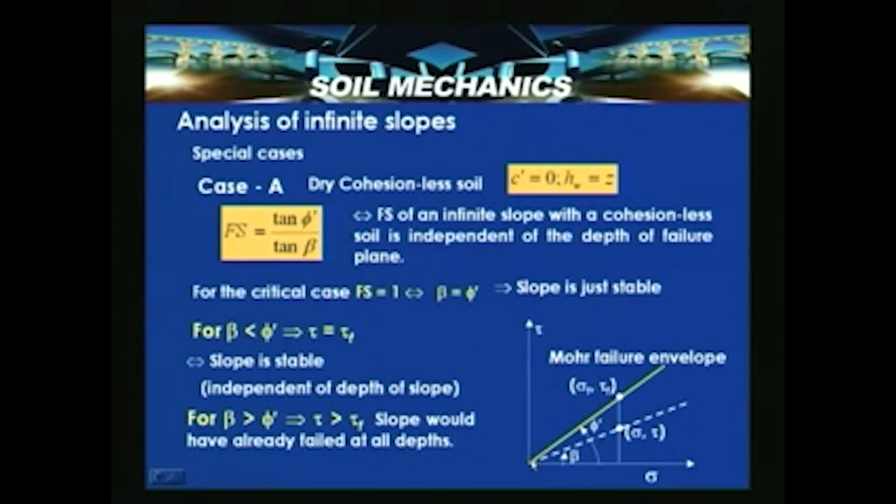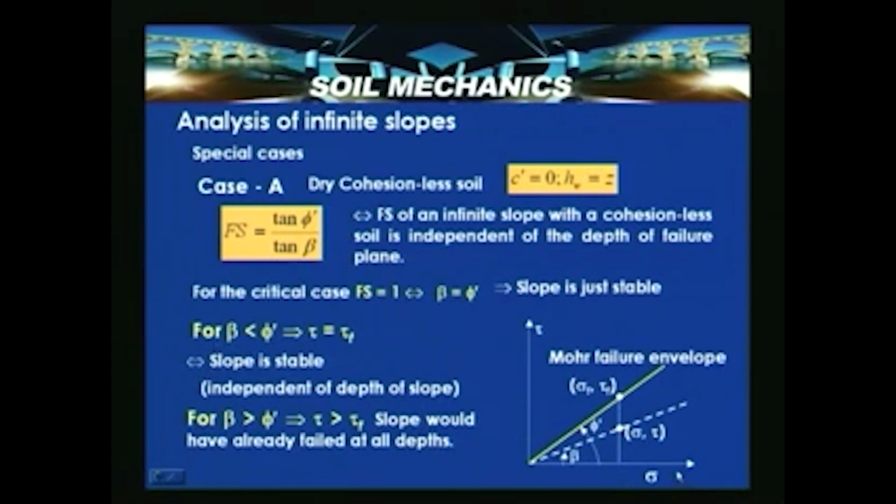Let us assume that this yellow line indicates the Mohr failure envelope, and this white broken line indicates the slope surface. This beta is the inclination which is shown here, and this phi dash is the angle of internal friction. Now, if you look at a certain depth, let us assume that this particular point has coordinates sigma and tau, and this point is sigma f and tau f.